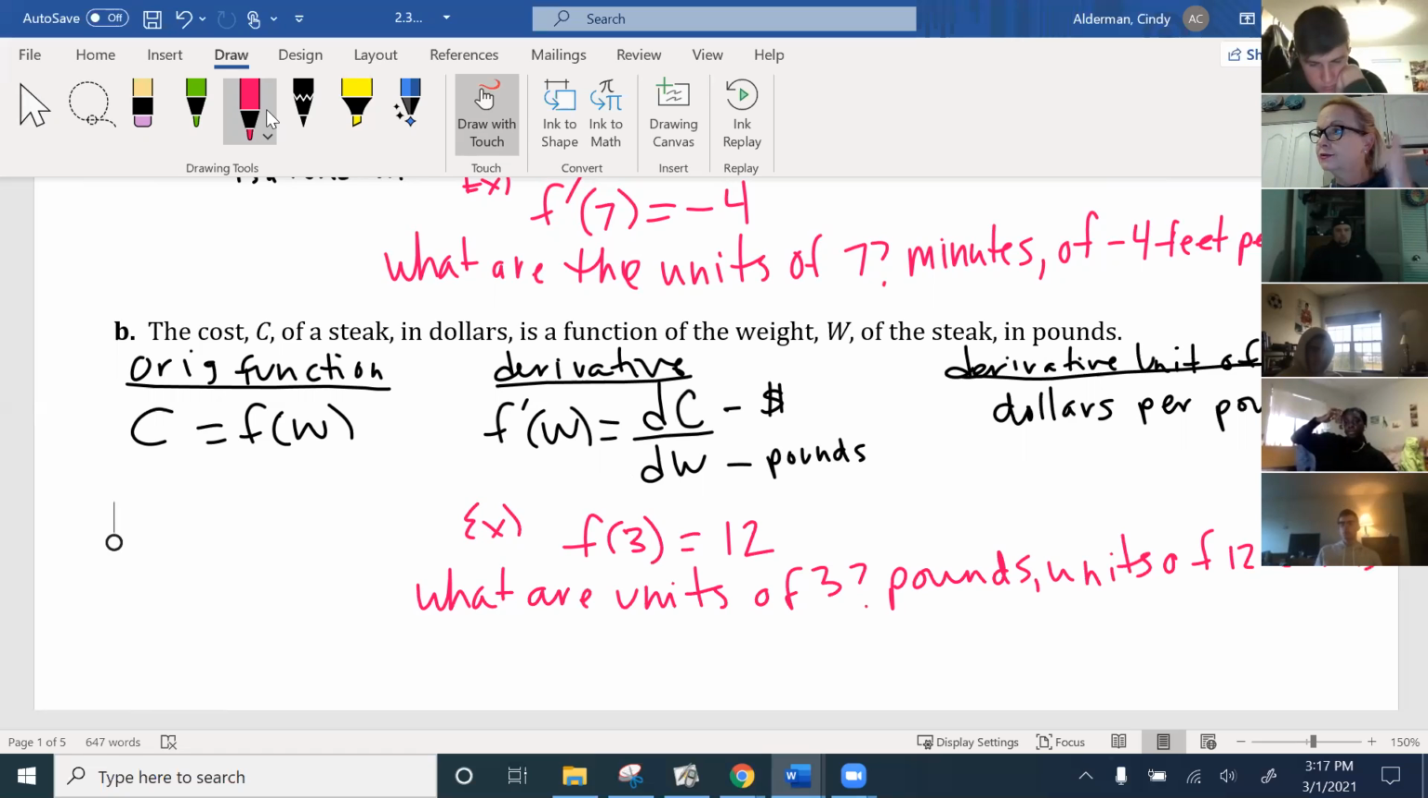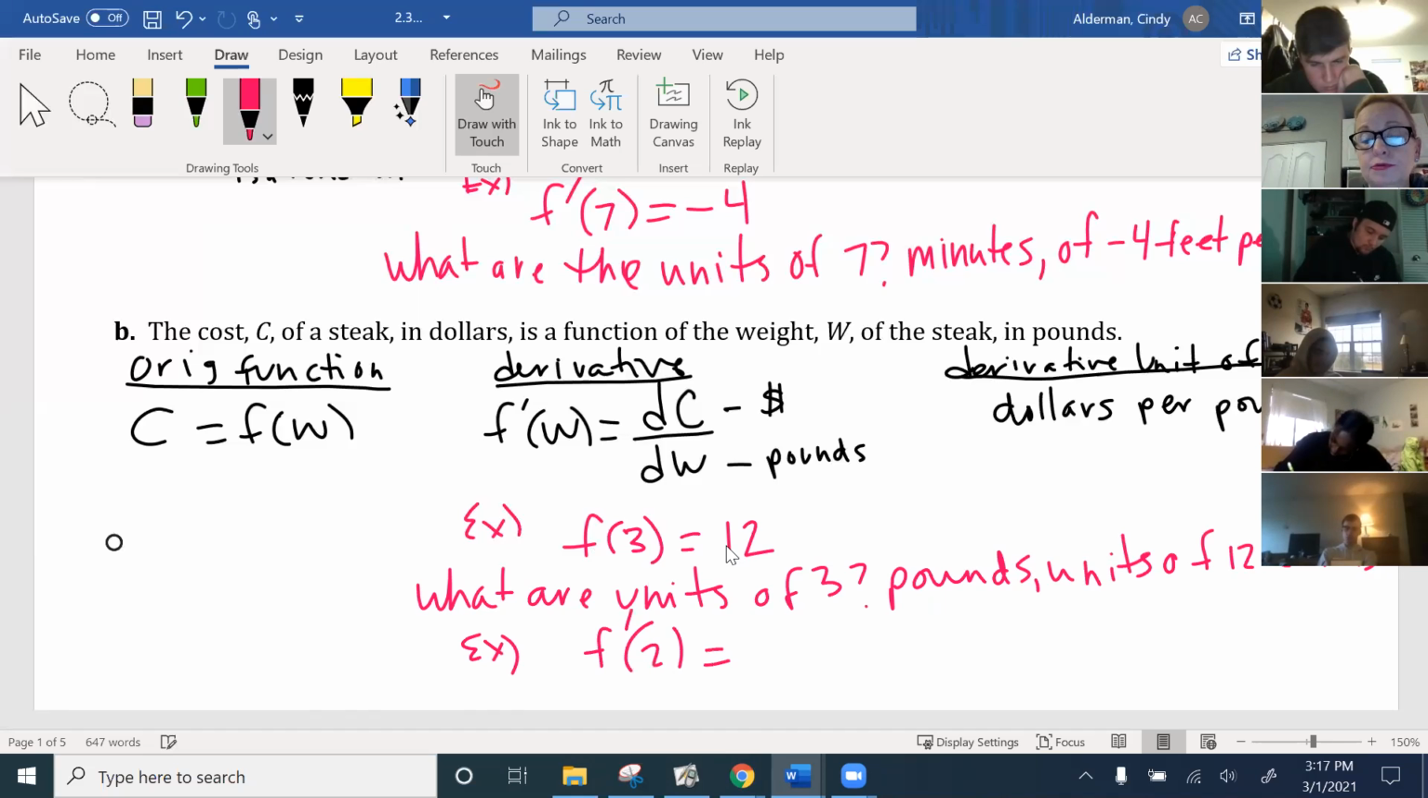Remember, slope, derivative, that's all speed, right? So that's a rate, unit of measure, but not if they're giving you the regular function. Now here, you could say, if I had f prime of 2 equals, I don't know, let's say 5. And I ask you, what are units of 2? What would you say?